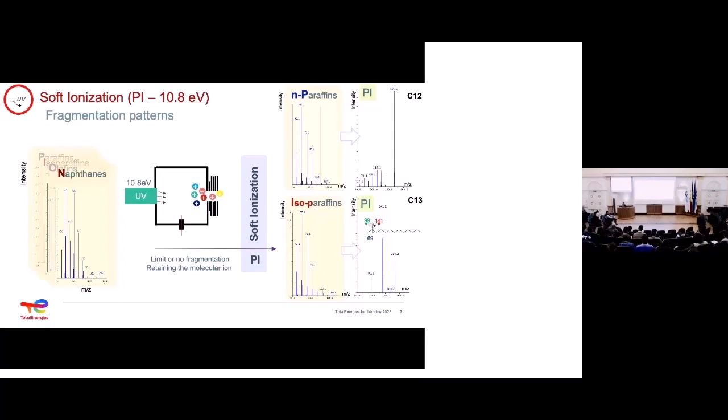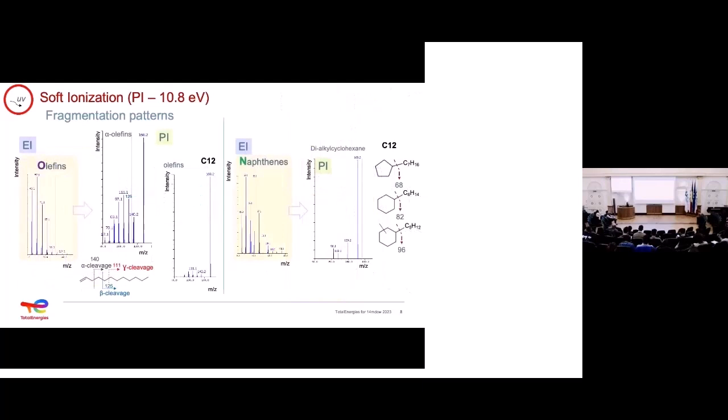But for us, the most useful information obtained by PI was the distinction between olefins and naphthenes. Here we have the spectrum of an alpha olefin, where we have the molecular ion and some fragments. Once we go to the naphthenes, we have the molecular ion, but the fragments come from the ring. So for cyclohexanes, I'm sorry, we're going to have the fragment 68, cyclohexanes 82, and cyclohexanes with methyl 96, and so on.